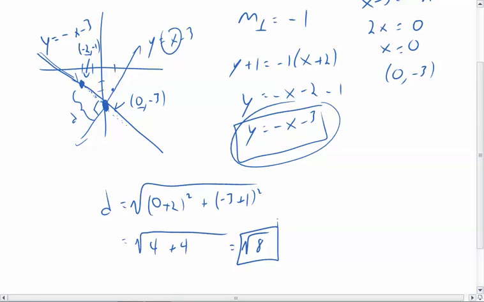Okay, there's the distance between a point and a line. And you follow that similar process regardless of the point or the line.